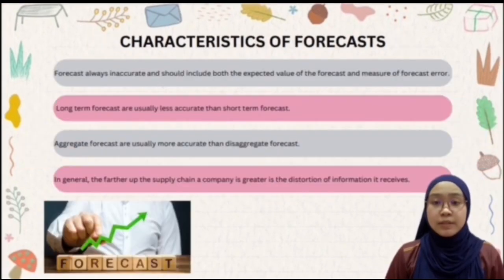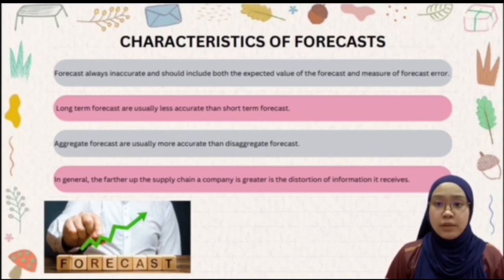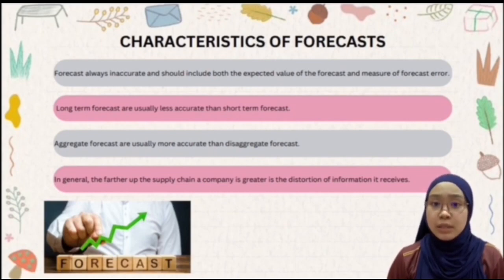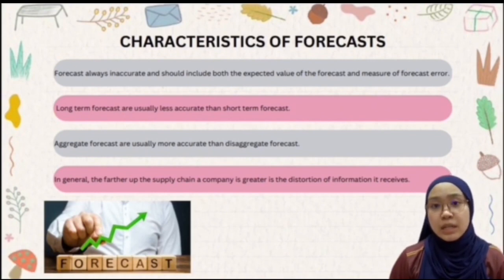There are 4 characteristics of forecast. First, forecast is always inaccurate and should include both the expected value of the forecast and a measure of forecast error. Second, long-term forecasts are usually less accurate than short-term forecasts. Third, aggregate forecasts are usually more accurate than disaggregate forecasts. Lastly, in general, the further up the supply chain a company is, the greater the distortion of information received.